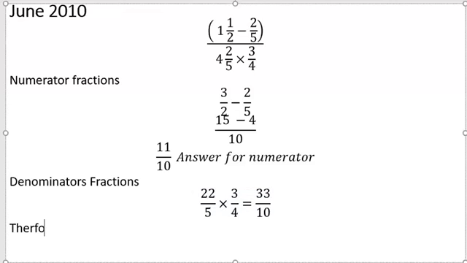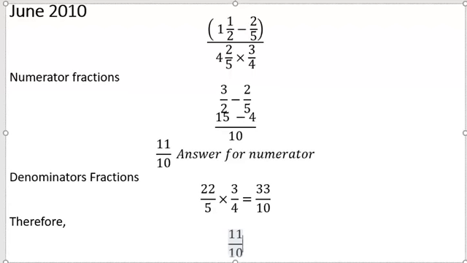So therefore, now joining the fractions together, what we will have is 11 over 10 divided by 33 over 10. And a common mistake that students usually make is to put the 33 over 10 first, then put the 11 over 10 after. But students, remember, it's the fraction at the top that you will put first, then followed by the fraction at the bottom, which is the denominator. So do not flip the fractions at all, as that will result in an incorrect answer.